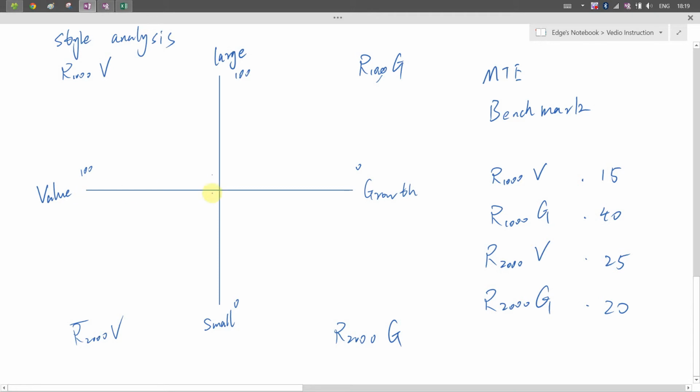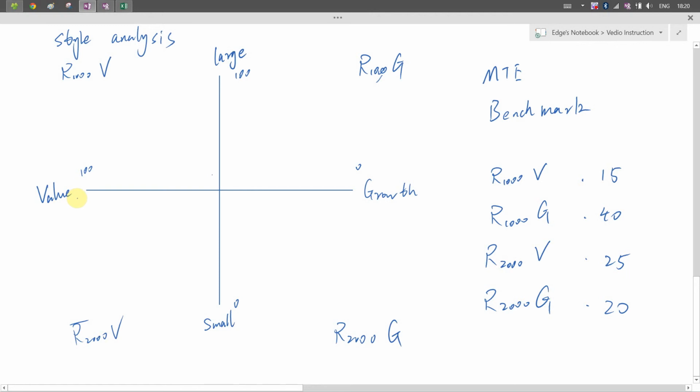This axis is slightly different from the traditional x and y. The y-axis goes from small to large. If you're familiar with these four benchmarks, you know that R1000 is like 1,000 large companies in the market, and R2000 is slightly smaller companies, so they are at the bottom. So Y goes from small to large. Here 0 means zero large, and zero large of course means small, right? And the x-axis goes from growth to value.